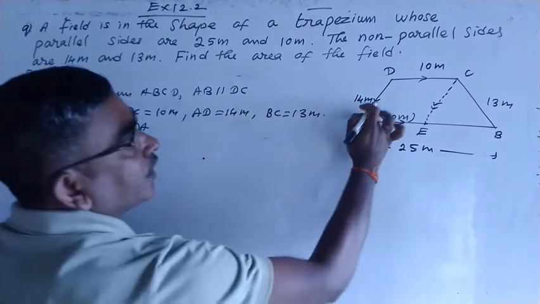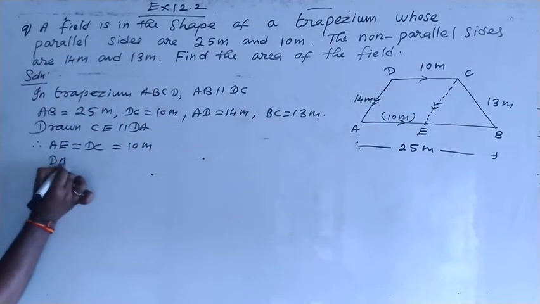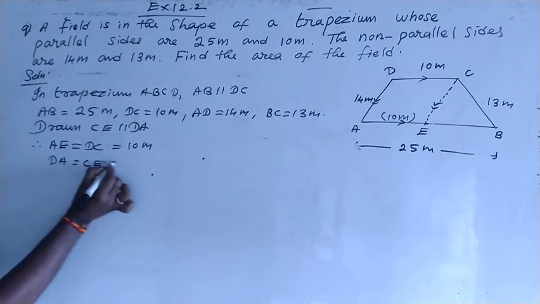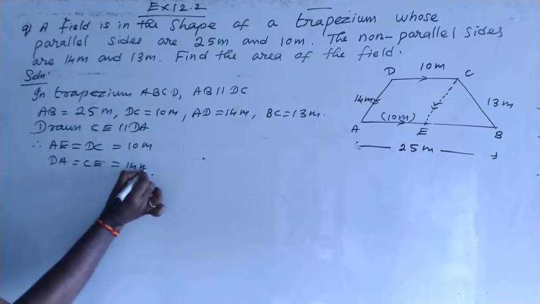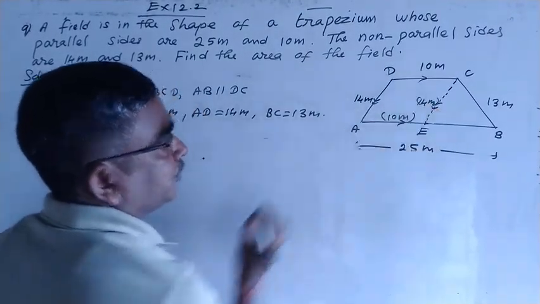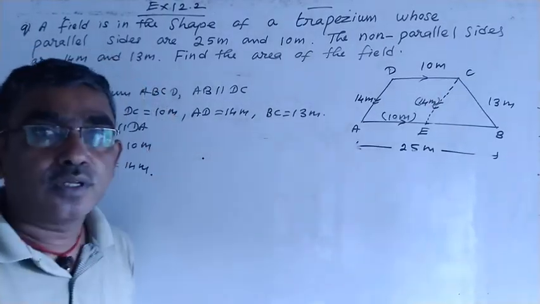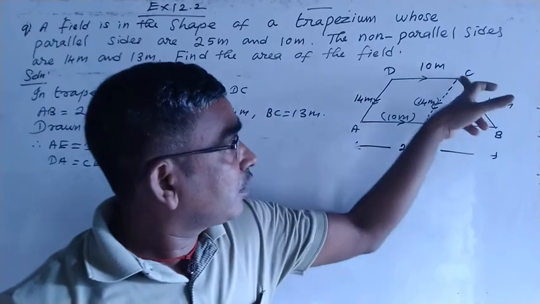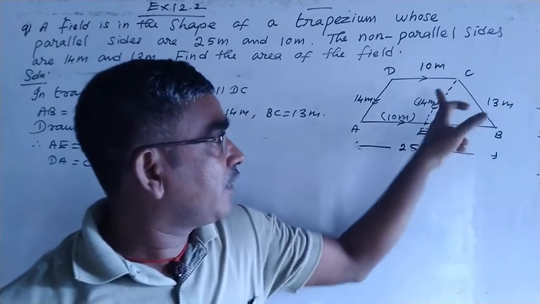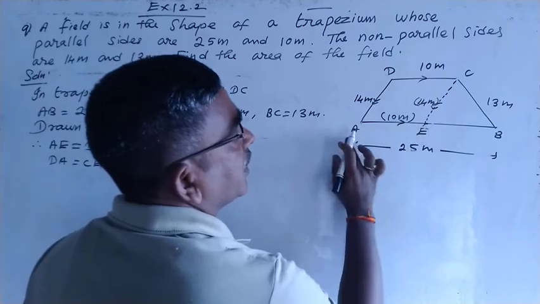In the same way, AD equals CE, that is 14 meter. So this must also be 14 meter. Now in the triangle CEB, we know three sides. AE is 10, and AB is 25.